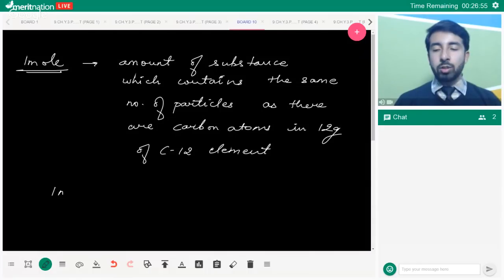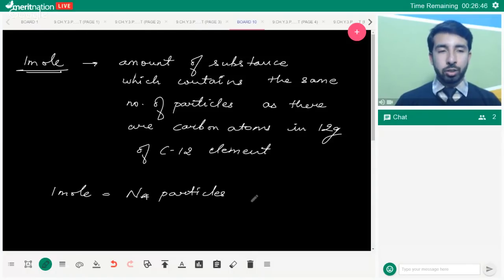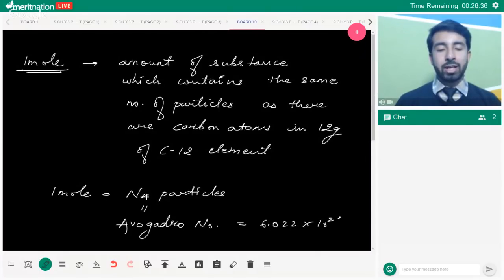Exactly. We all know that 1 mole of a substance basically contains Na particles, or we can say entities, which could be atoms or molecules. And this Na is your Avogadro number, which is given as 6.022 into 10 raised to the power 23.